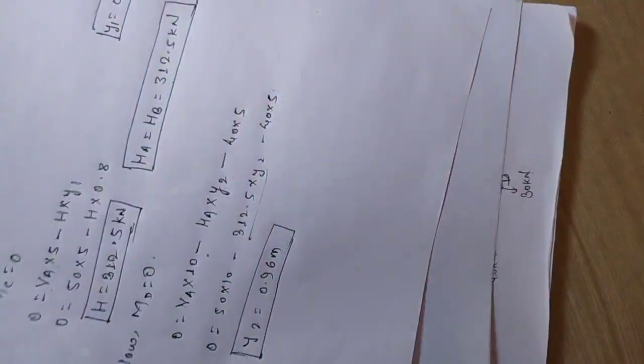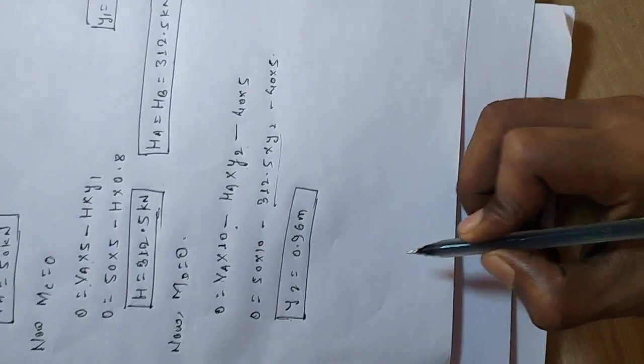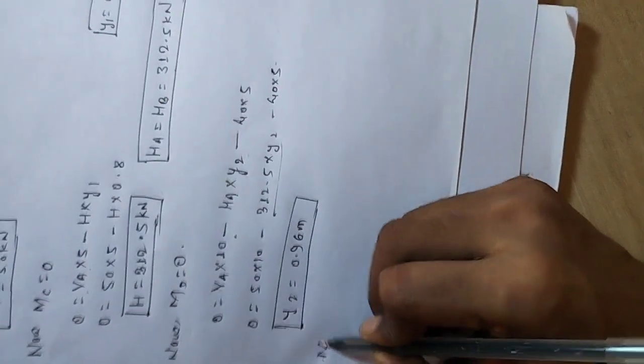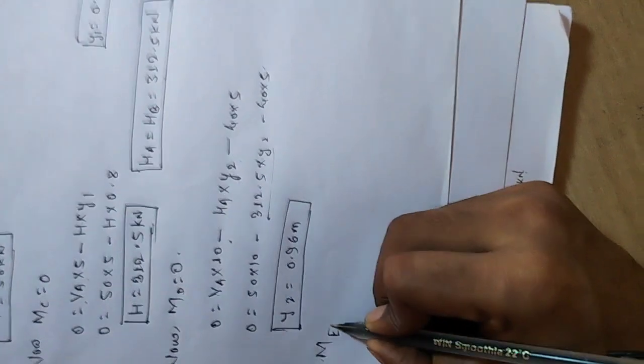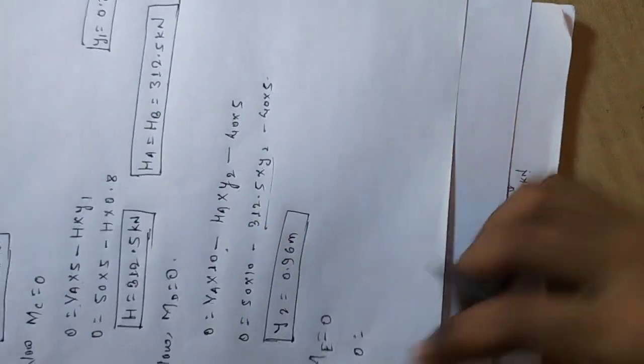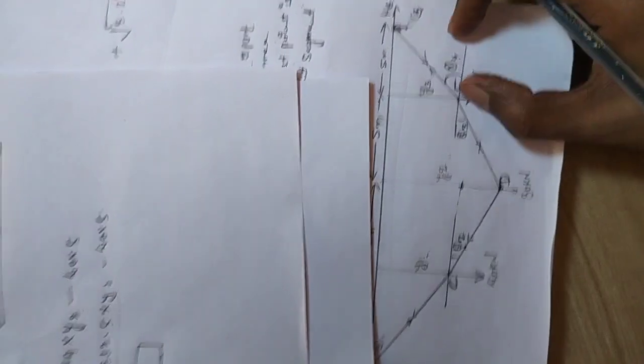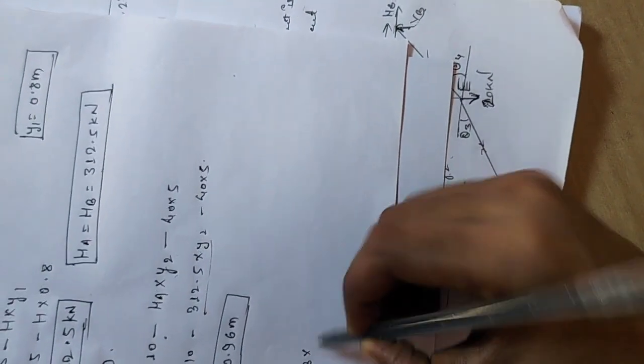Now similarly we are going to take the moment about E equal to 0. We can go on the right side, it will be easy for us because very little force is acting on the right side. Only VB and HB are acting on the right side, so we get 0 equal to VB rotating in the anti-clockwise direction, VB into the distance, which will be 5.